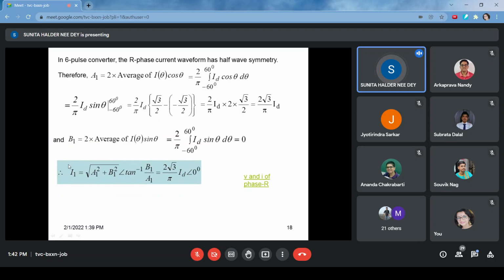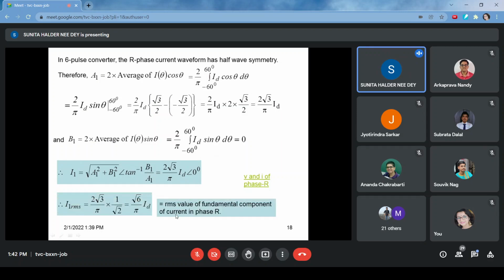Now what will be then the AC current? This is a1. From a1 we have to derive the fundamental component of current. So it will be root 2 root 3 by pi Id, tan inverse b1 by a1 came 0 degree, so it is 0. So what is the RMS value? This is the magnitude. The RMS value will be this by root 2. So this by root 2 is the RMS value of the fundamental component of current in phasor.